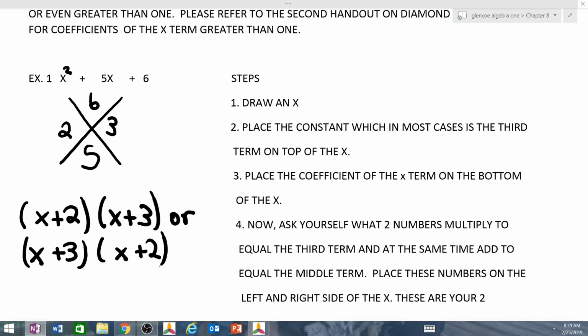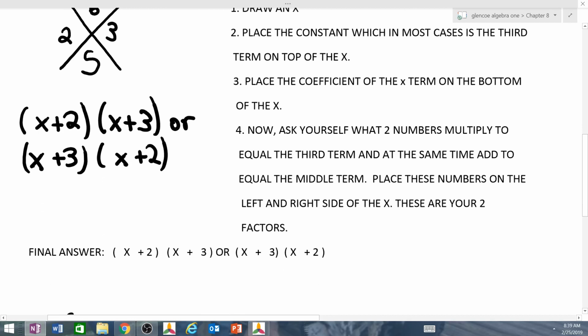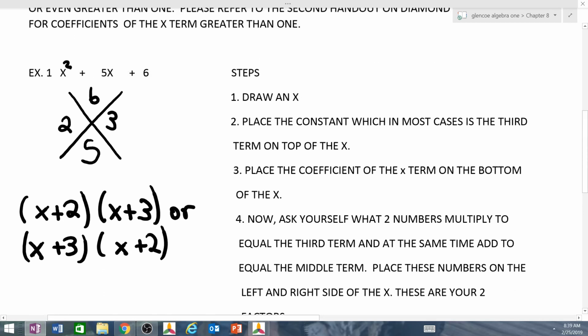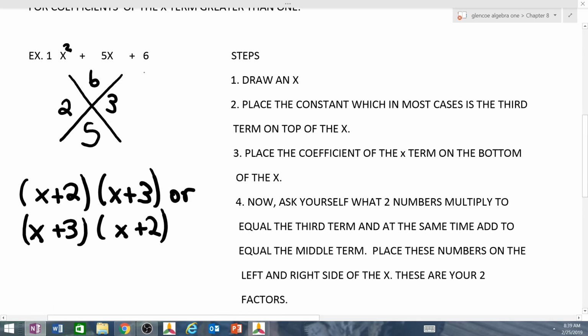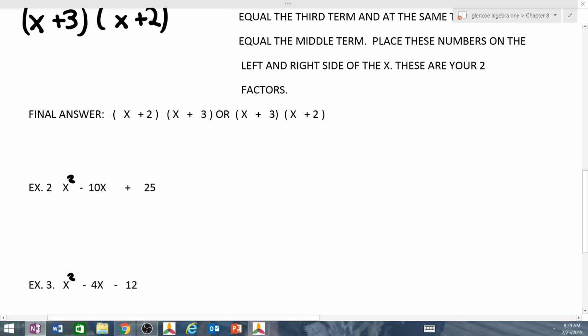Okay, so the numbers that multiply to the third term and at the same time add to the middle term go in the sides of the X, and you can check your work very, very carefully. Question, yes? How did you get the two numbers on the side? So 2 and 3. How did we get the two numbers on the side? We asked ourselves this question. What two numbers multiply to equal the third term, 6, and at the same time add to equal the middle term? So we put the 6 on the top, the 5 on the bottom. What multiplies to 6 and adds to 5? The only way you're going to get it is to try one.